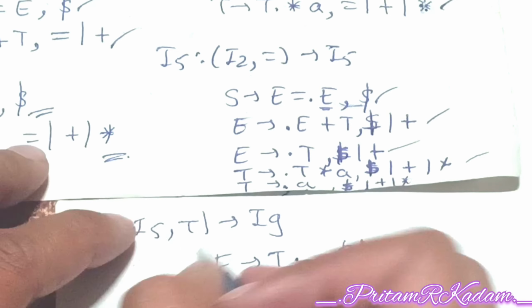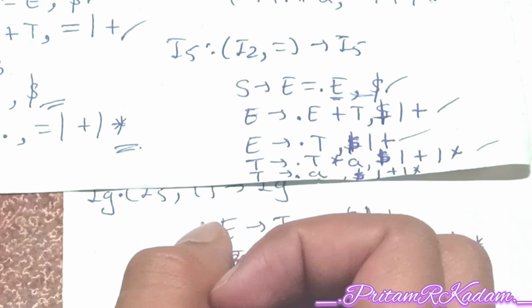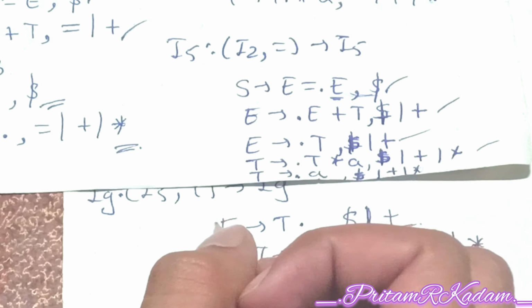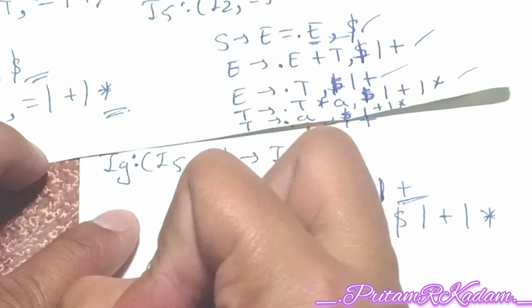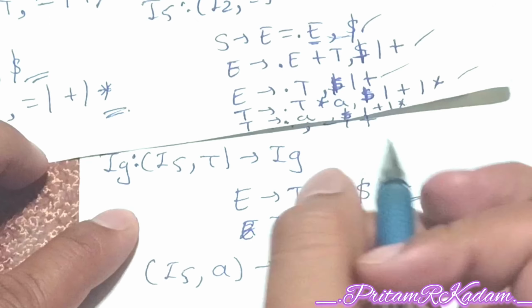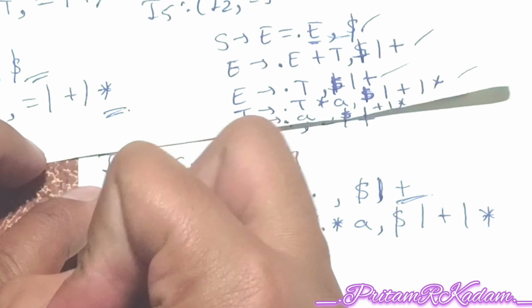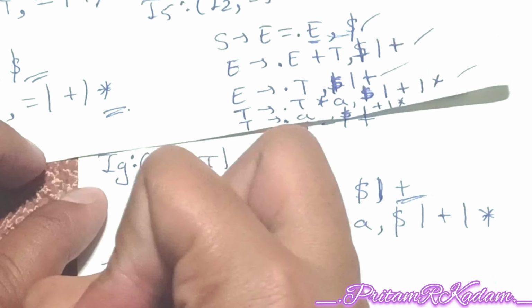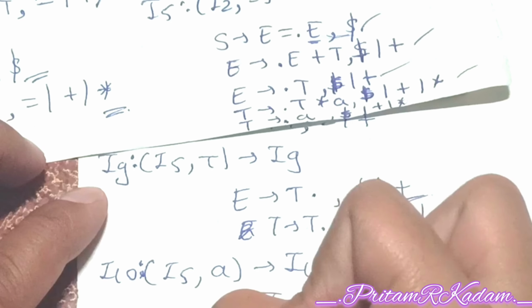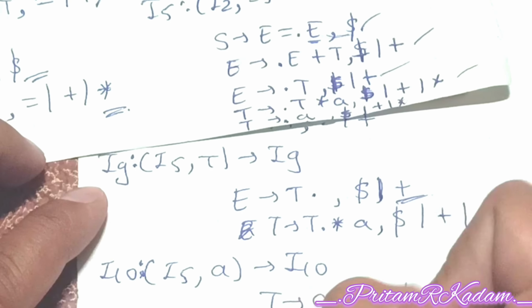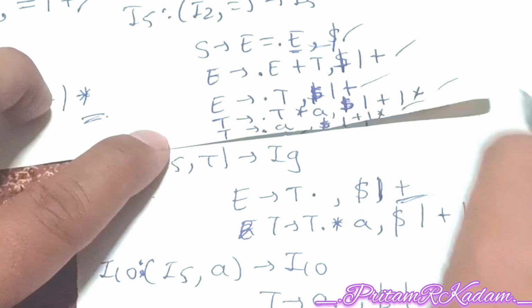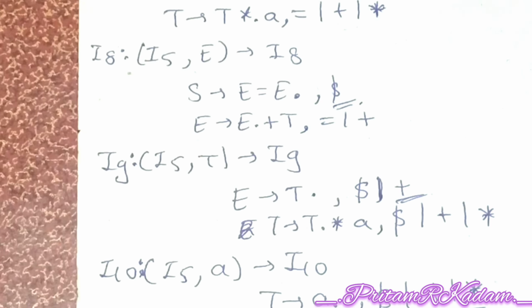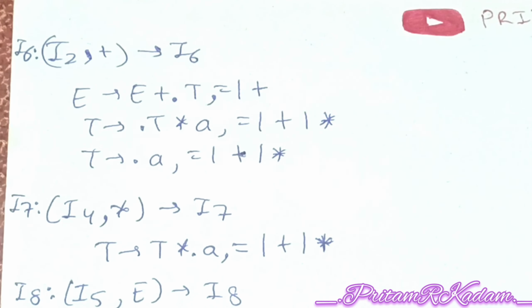Now I5 on small a will give me a new state. So I5 on small a goes to I10 over here also. It will give me T gives A dot with look ahead as dollar plus and star. And this is completed now. So let us go ahead and solve for the I6.